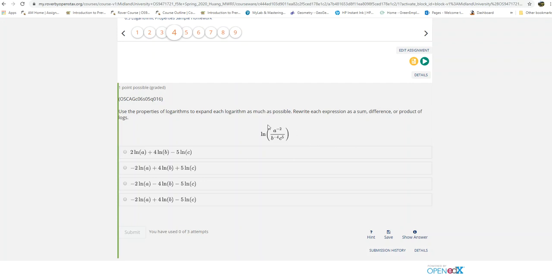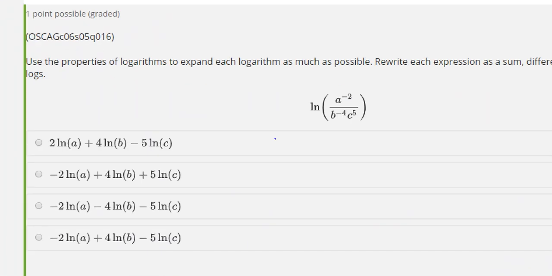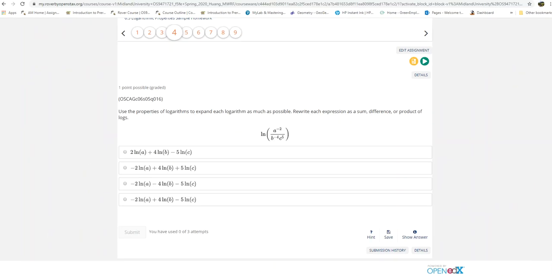Now let's look at this particular problem. We want to expand this single log expression, expand it as much as possible, right? So in class, there are a few important properties that we introduced.